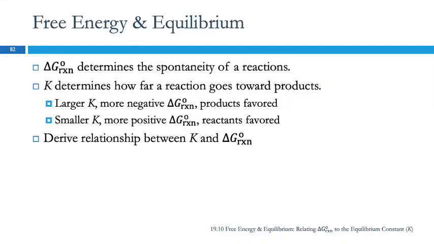So, free energy and equilibrium. The standard free energy change, delta G, determines the spontaneity of reactions. K, the equilibrium constant, is going to determine how far a reaction goes towards the products. The larger K is, the more negative the standard delta G will be, and the products will be favored. If K is smaller, then delta G is going to be positive, and the reactants will be favored.